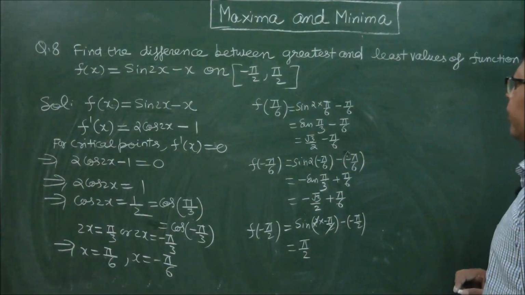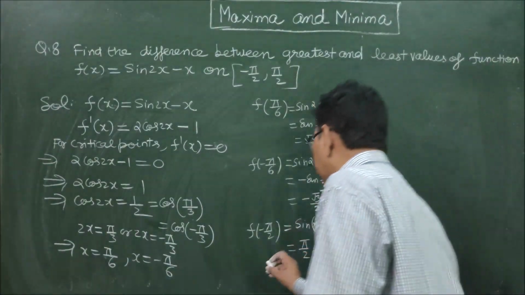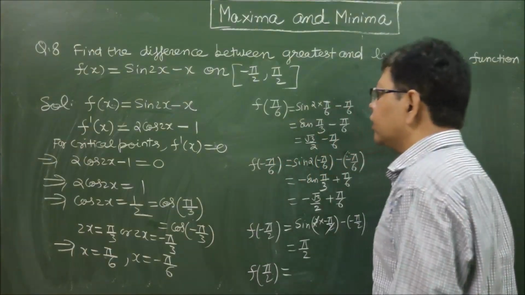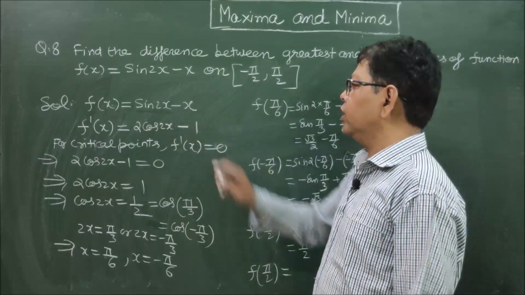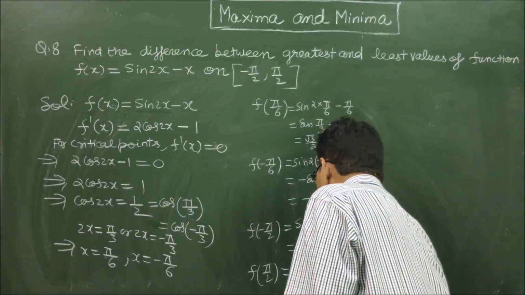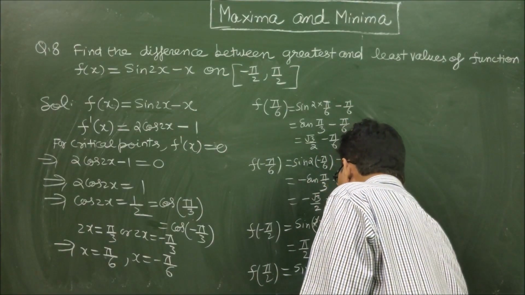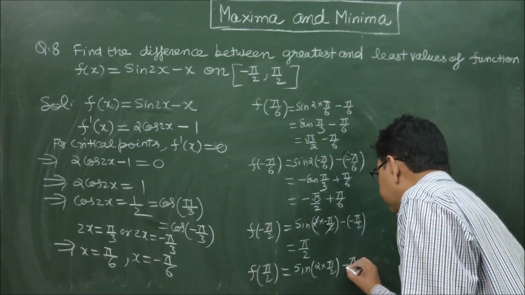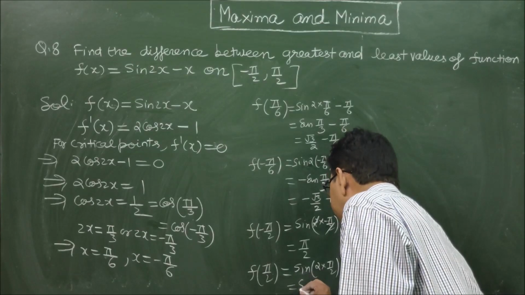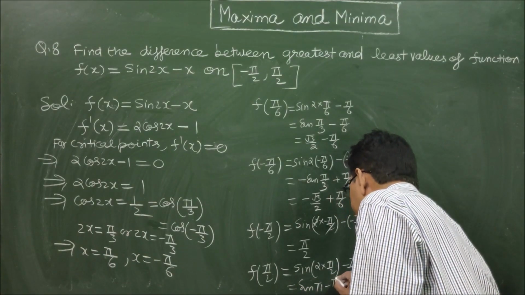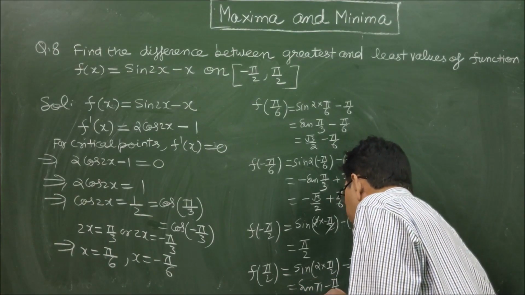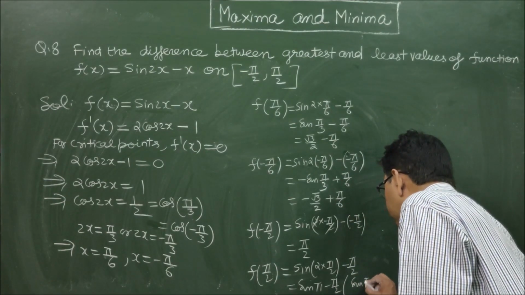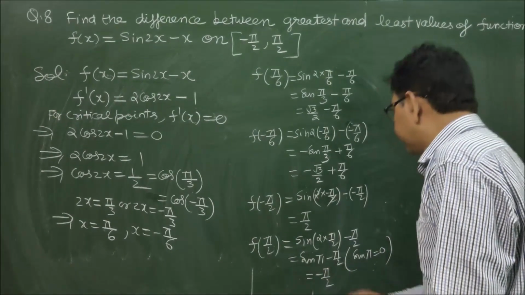Now the last value which we need to find here, f of pi upon 2, will be obtained by putting pi upon 2 here. So sine 2 into pi upon 2 minus pi upon 2, which gives the value equal to sine pi minus pi upon 2. Value of sine pi is 0. So the value of f of pi by 2 is minus pi upon 2.